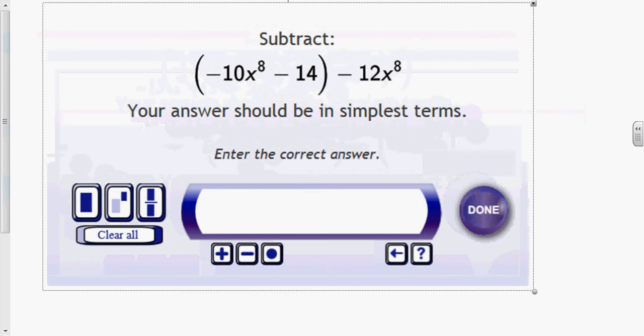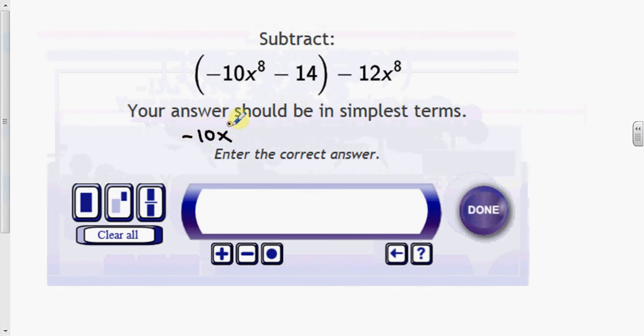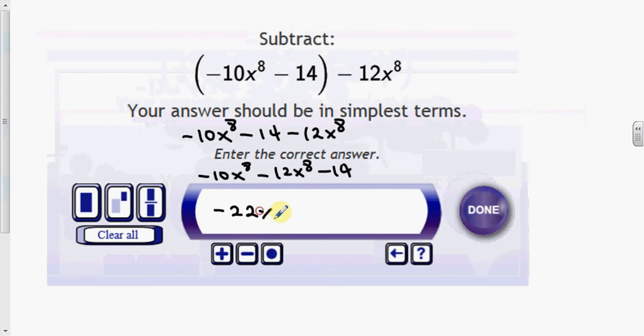Okay, come to this one. We're going to drop the parentheses. This is negative 10x to the 8th. Just do one thing at a time, right? I'm going to get the like terms together. It's negative 10x to the 8th minus 12x to the 8th minus 14. The like terms would be the first two, so negative 10 plus a negative 12. They're both negative, we're adding, so we get negative 22x to the 8th, right? When I'm adding like terms, I add or subtract the coefficients, whatever the operation is, times the common variable expression, x to the 8th, and then bring down the minus 14.